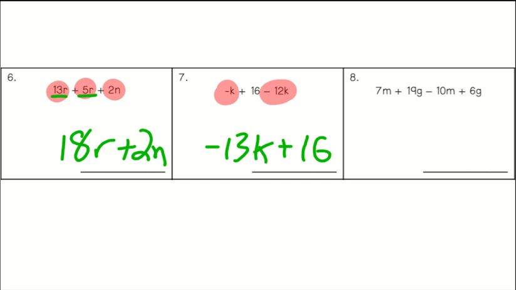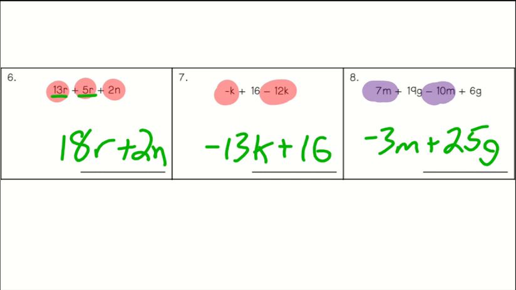Who's got number 8? Oliver. Yeah, negative 3m plus 25g. So we got a 7m and a minus 10m. Signs are different. You subtract. 10 minus 7 is 3. Sign of the bigger number, that's why it's negative 3m.